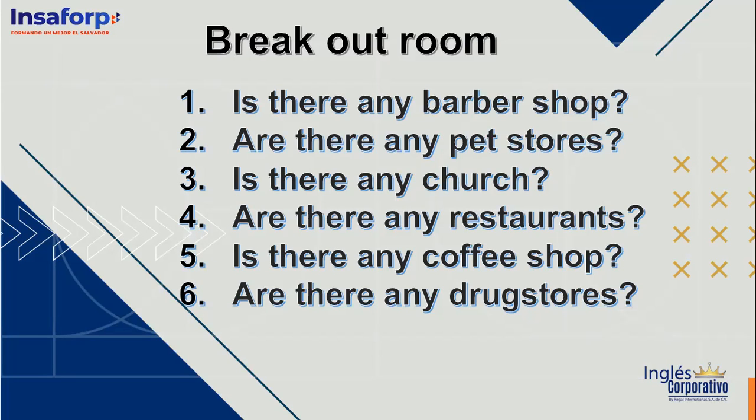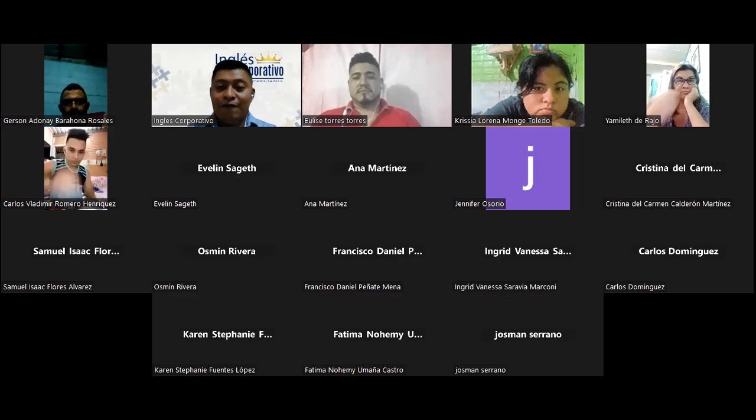Also, you can say what is there in your neighborhood using there is and there are. For example, you say there are two barber shops, there is one pet store, there are six churches in my neighborhood. So you can share with your classmate what is there in your neighborhood. Are you ready to practice? Yes. Okay, cool. Let's break.